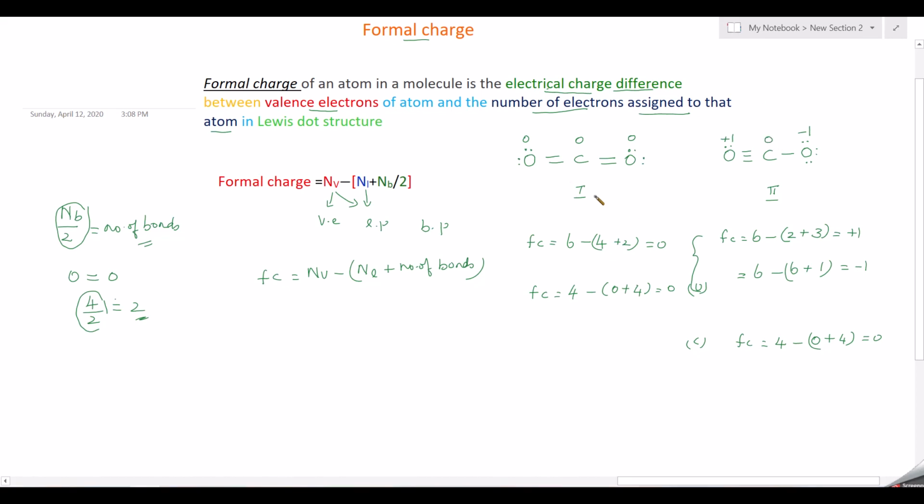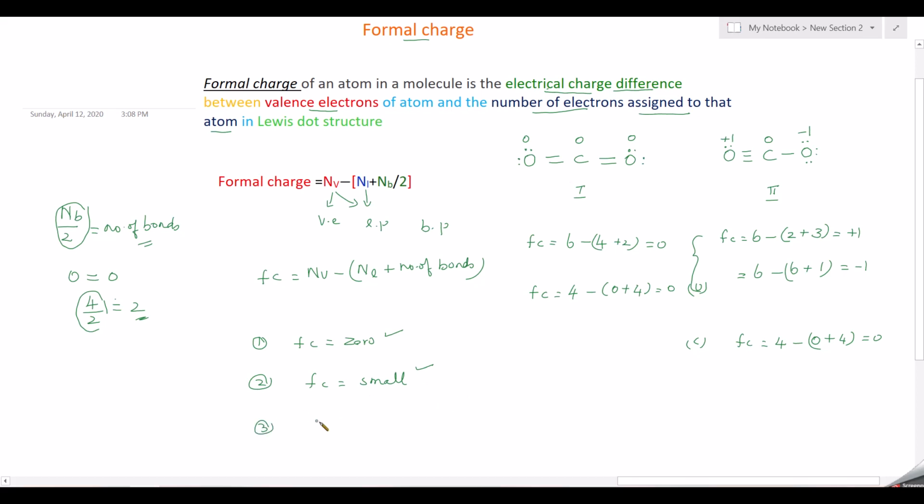Now, which structure is preferred? For that we have to use some guidelines. The first one: the structure in which the formal charge of all atoms is equal to 0 is preferred over the structure where there are formal charges. Second, if the formal charges are small in a particular structure, that structure is preferred over the structure where you will have higher formal charges.